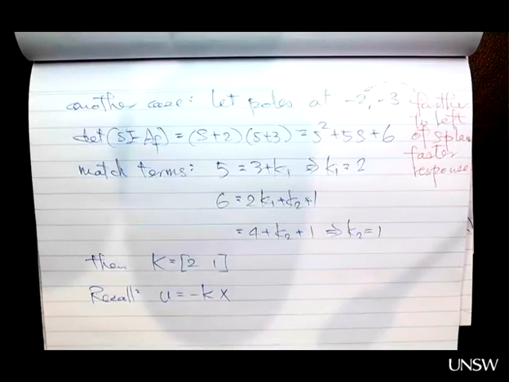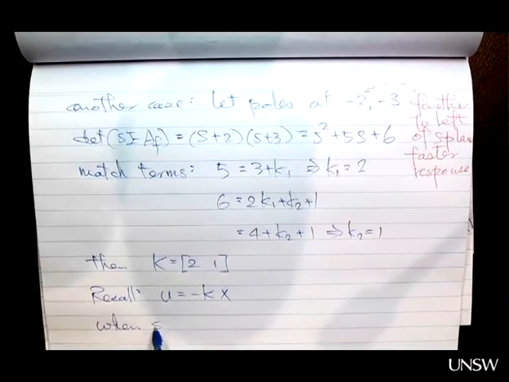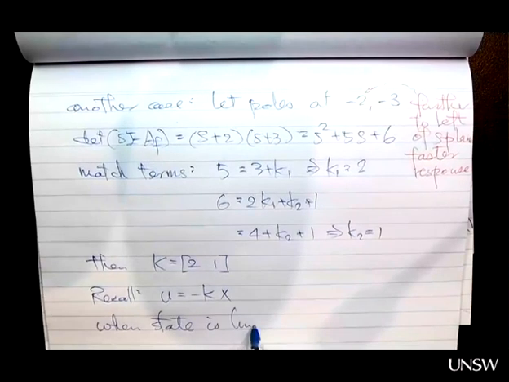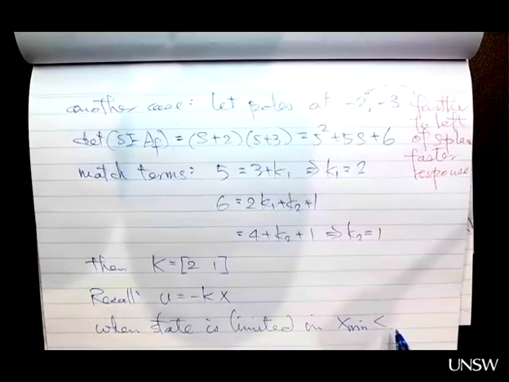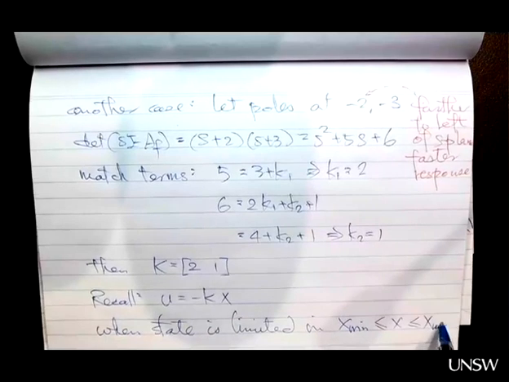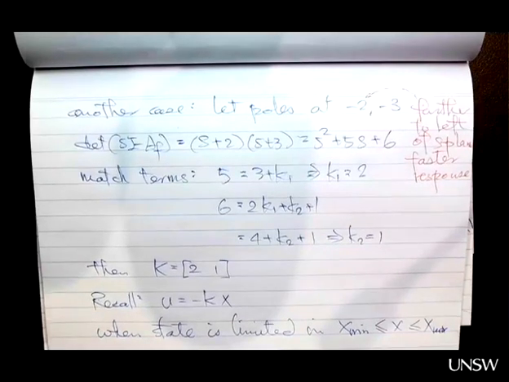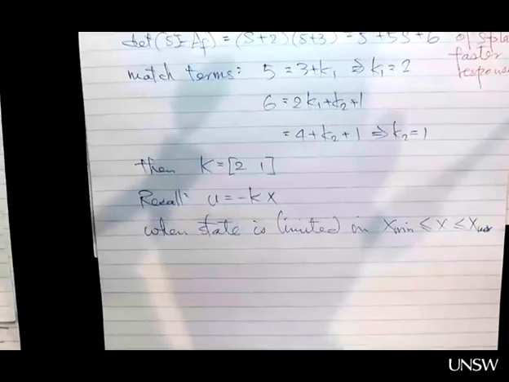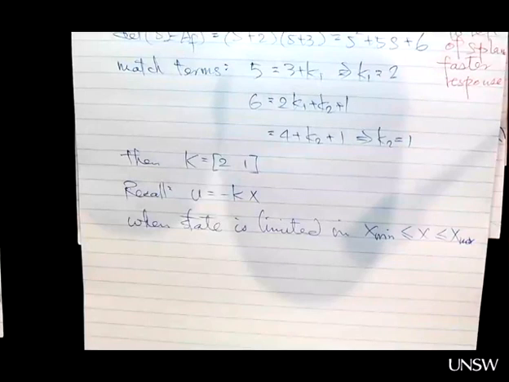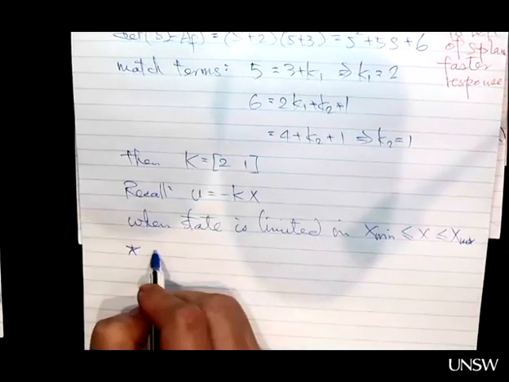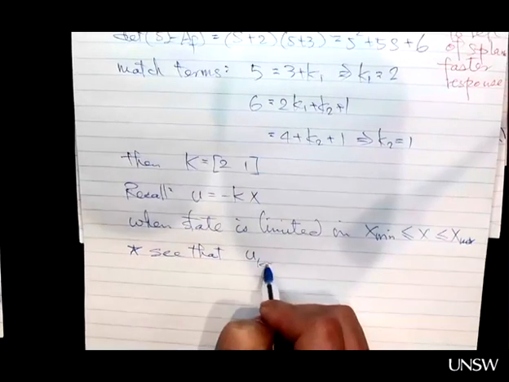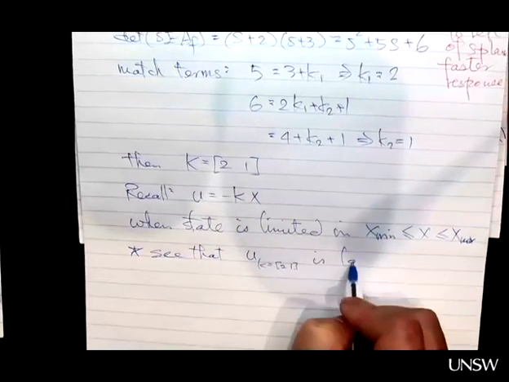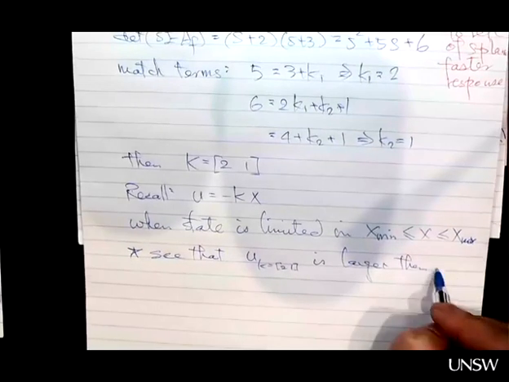Okay. So when the state is limited in some range, between minimum and maximum, then we see that U for K equals 2, 1 is larger than U for K equals 1, 0.